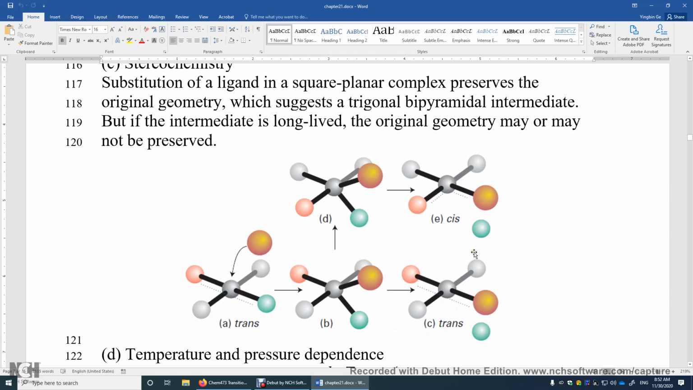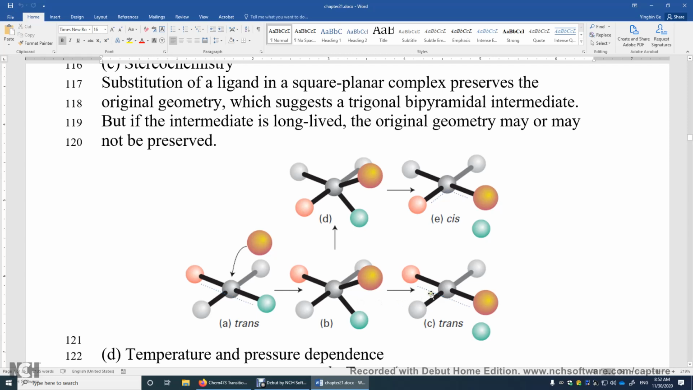So if you get 99% trans in the product, very likely this mechanism is an association mechanism, and the intermediate has a trigonal bipyramidal structure. Now there's an exception.